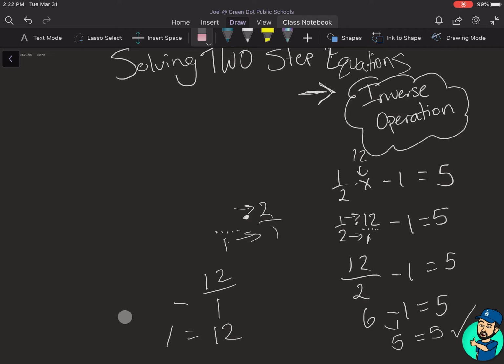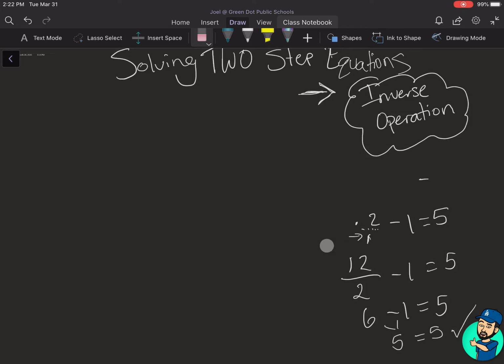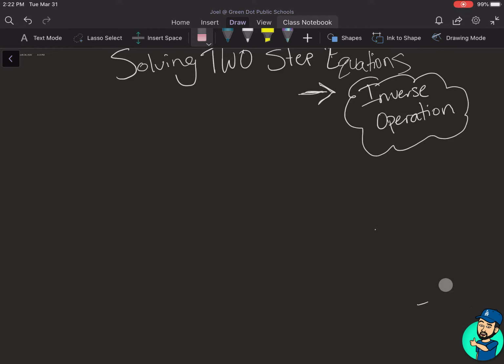Let's try a similar problem, but writing it a little bit different. What if the problem looks like this. Ten equals 5 plus 1 over 3x. Our goal is still the same. We need to leave x by itself.